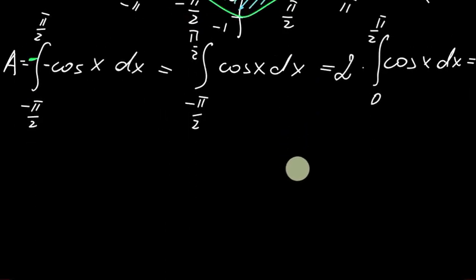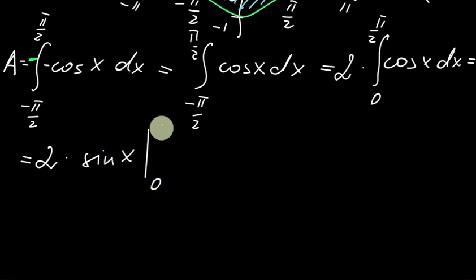Now, it's not necessary. You can do it with minus pi over 2, but it's just easier, and I think you should know it. But it's your choice. So our integral is equal to 2 times sine of x from 0 to pi over 2.